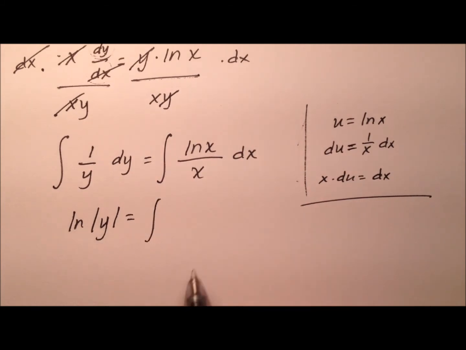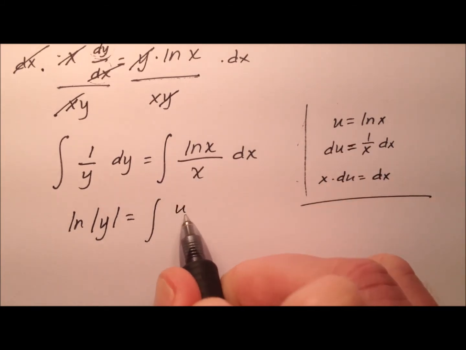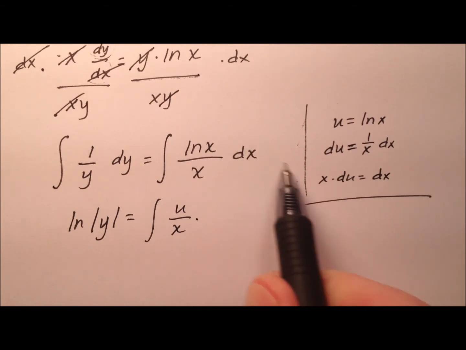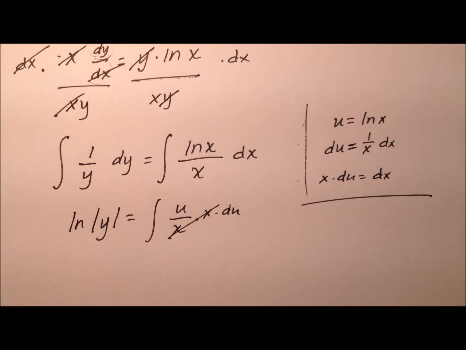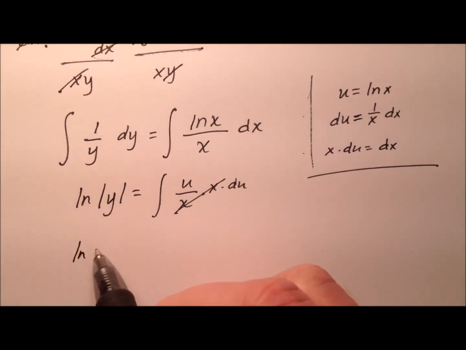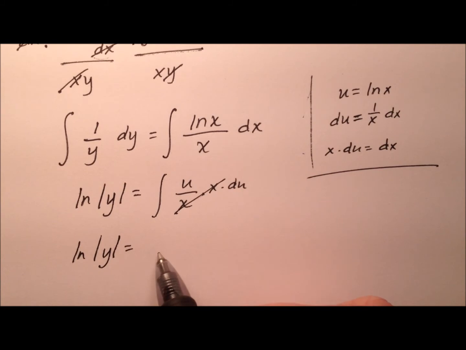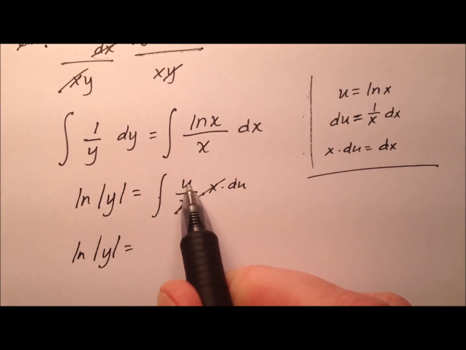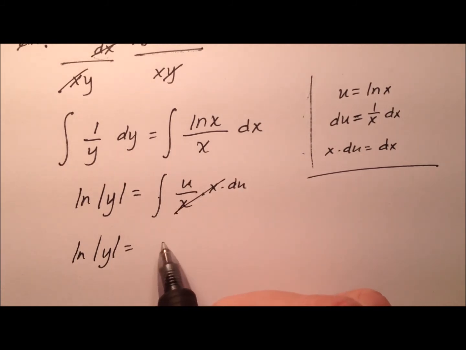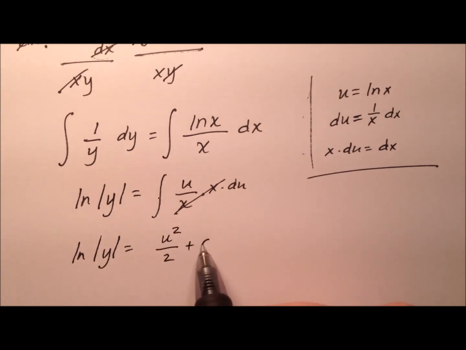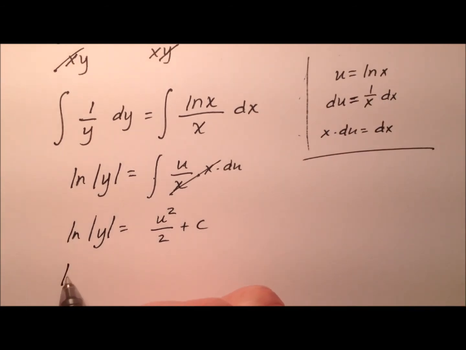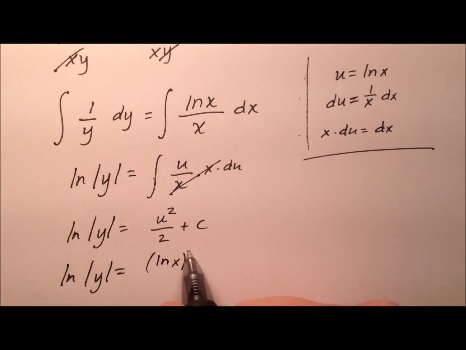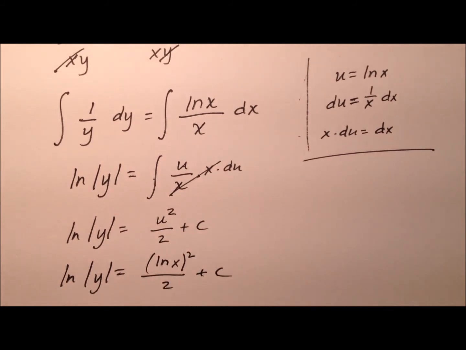Okay, so let's go ahead and put this all together. The ln of x was our u, so u over x times the dx was our x times du, and that's nice because it looks like those x's will just cancel. So our natural log of the absolute value of y will be the integral of u du. Well, the integral of u is u squared over 2 plus c. So let's go ahead and put our u back in, so the natural log of x. So that will give me now the natural log of x squared over 2 plus c.